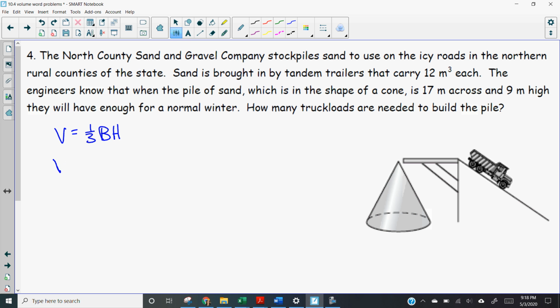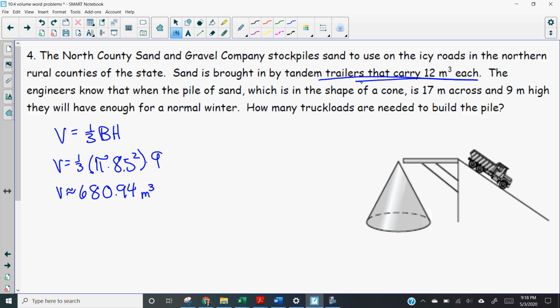Okay, so we're looking at 1/3 times pi r squared. The radius is 8.5, times the height of the whole thing. That volume is about 680.94 cubic meters. Now this time we know that, where is it saying here? Each trailer can carry 12 cubic meters. Okay, so each truck can carry about 12 cubic meters.